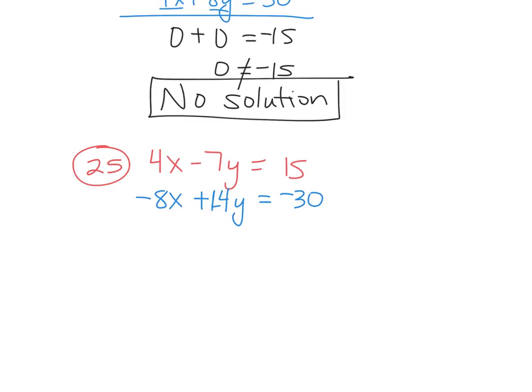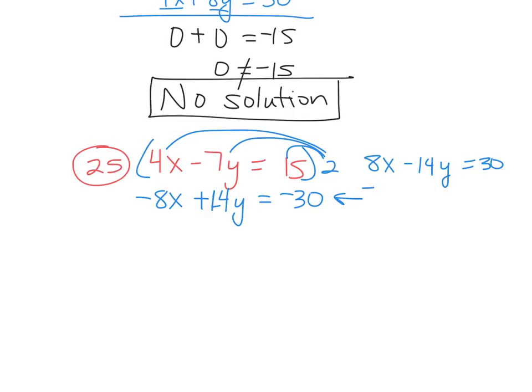Okay, last one. We are going to try to eliminate our x or our y, either of which, if we multiply this whole thing by 2, we'll take care of that. So distribute this, you get 8x. Distribute this, you get a negative 14y. And distribute this, you get 30. And then this equation, you already have a negative 8x plus 14y equals a negative 30.